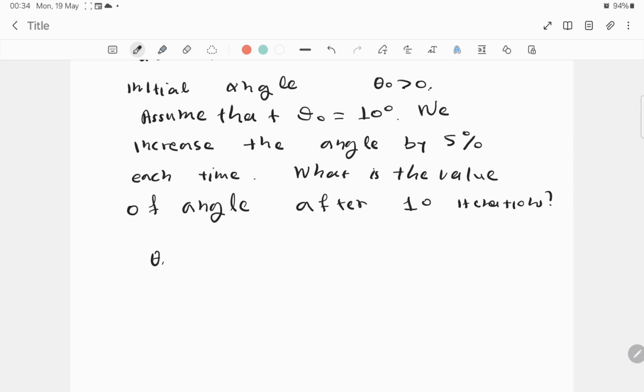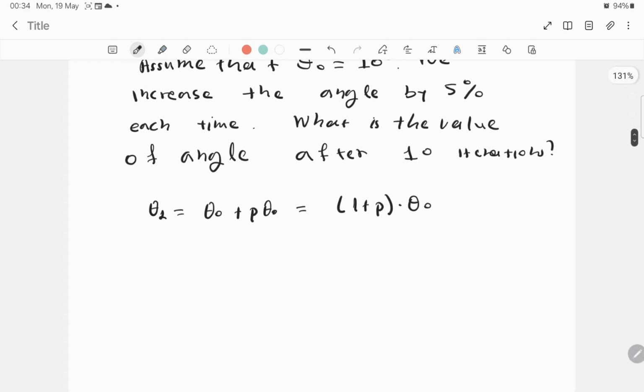So theta 1 equals theta 0 plus p theta 0. It means that in the first iteration we have the angle theta 0 plus we increase it by some percentage p. And here is 1 plus p times theta 0.